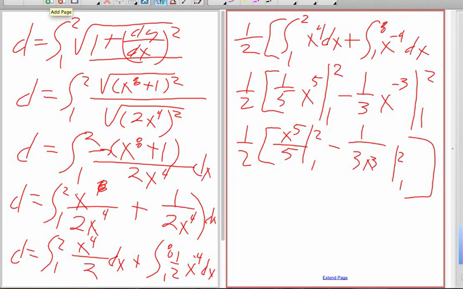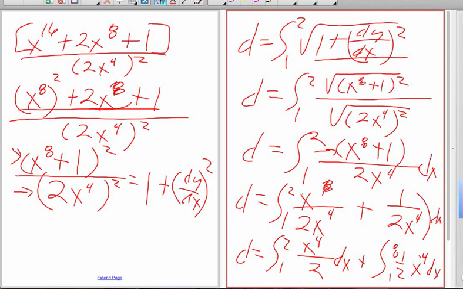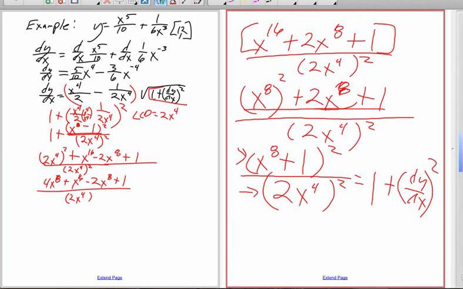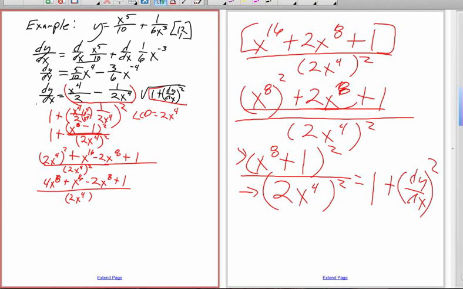So again, the whole point here is common denominator. Once you find your dy/dx, square it, get a common denominator, all right? Now, I should have shown this to you, but let's go back to where I first got my dy/dx. Which was right here. Okay. And when I got my common denominator, you notice I ended up with this thing down here. I would end up with 4x to the 8th.